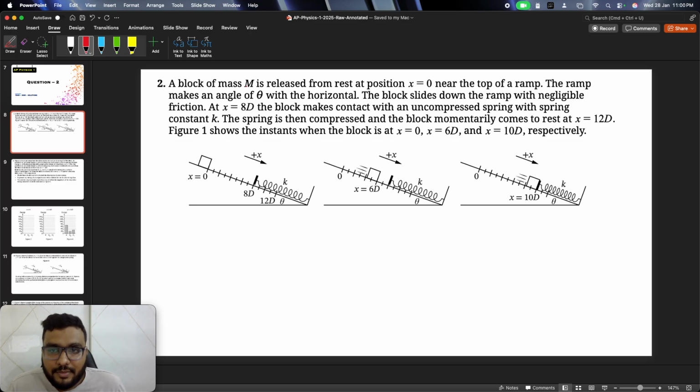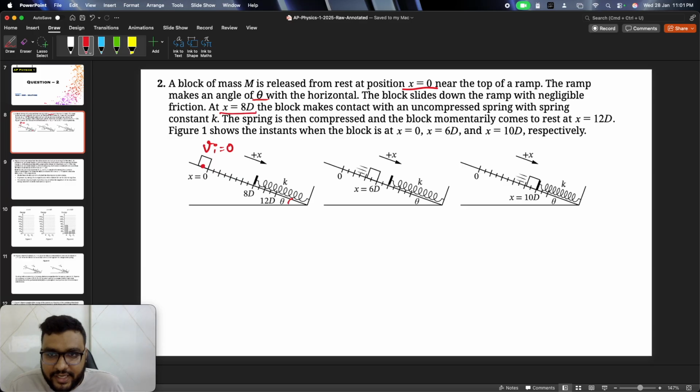A block of mass M is released from rest at position x equals 0. Somewhere over here we are releasing it from rest, so the initial velocity is 0, near the top of a ramp. The ramp makes an angle of theta with the horizontal. The block slides down the ramp with negligible friction, so we can consider that the net friction is 0.